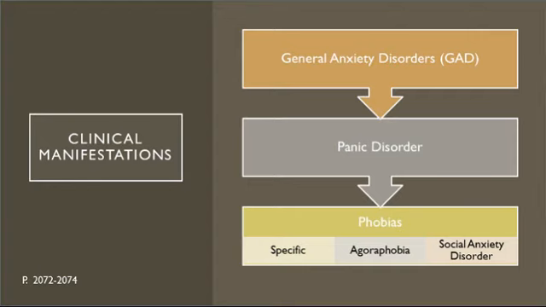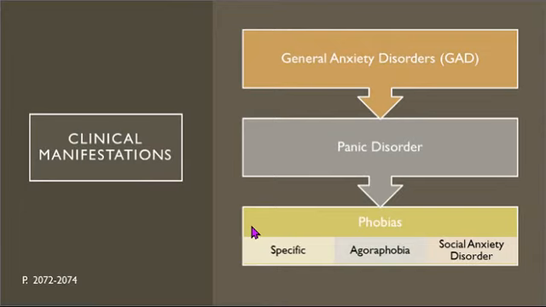So those are some of your keys there. Your generalized anxiety disorder: excessive anxiety about everyday problems for at least 6 months. Your panic disorder: recurrent unexpected panic attacks, at least 1, followed by a month of persistent concern. And your phobia symptoms must last at least 6 months.